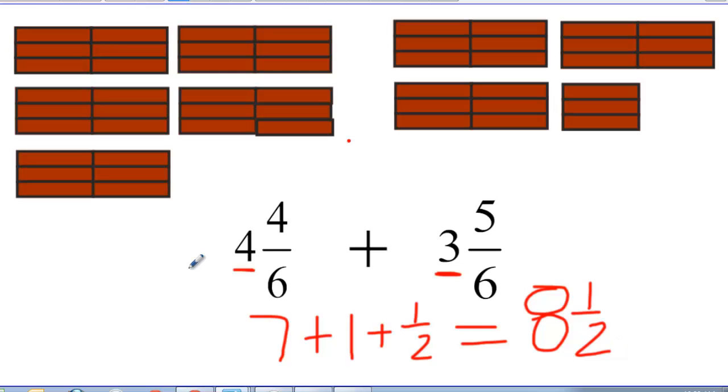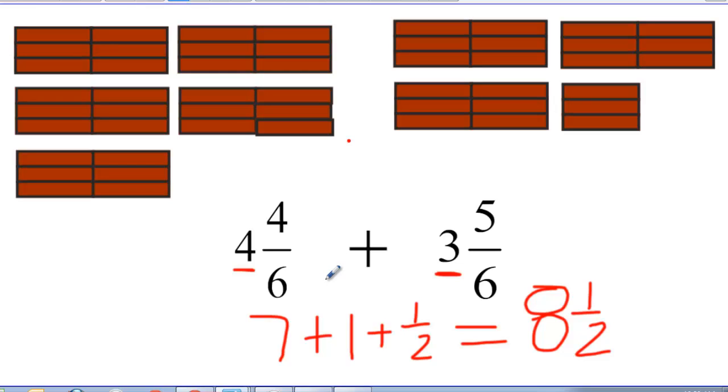So this is the idea of what we're going to be doing. We're going to be adding or subtracting mixed numbers. Most of the time when you add or subtract mixed numbers, you don't want to leave fractions as mixed numbers. You want to change them to improper fractions. It just makes it easier.